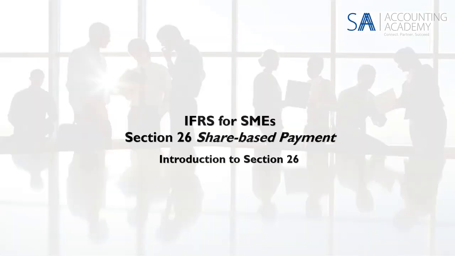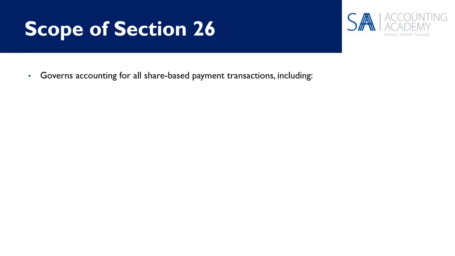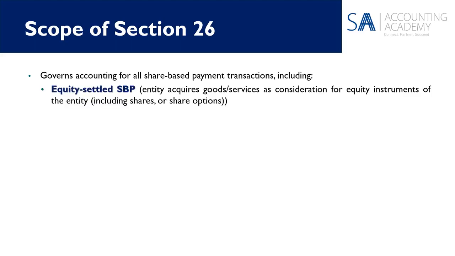If we start off with section 26, the scope is that all share-based payment transactions are governed in terms of section 26, as long as we can determine and prove that it is a share-based payment transaction. The transactions covered are normally equity settled share-based payment transactions. What that means is that the entity acquires goods or services.